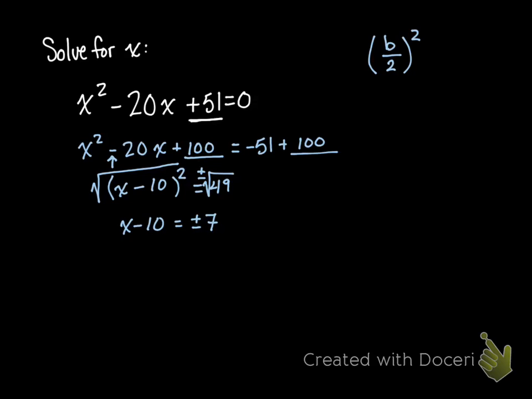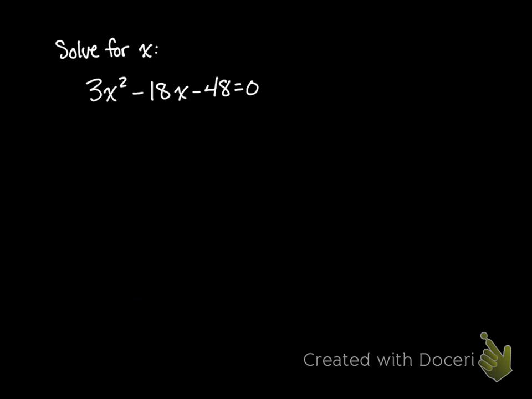And now we can solve for x. You can set this up like this: x minus 10 equals 7, and x minus 10 equals negative 7. We add 7 on both sides here: x equals 17. Add 7 on both sides: x equals 3. And there we have solved for x. Let's look at another example.